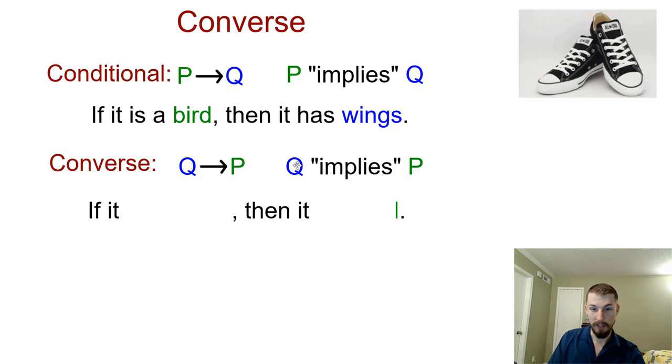I said feet on the wrong shoes. Oh man, that's bad. Alright, so if it is a bird, then it has wings. That's our conditional statement. So the converse of that statement would be that if it has wings, then it is a bird. Oh, you can see the green sticking out. Alright, so anyway, that would be the converse of the statement. And again, don't worry about it not being true just yet.